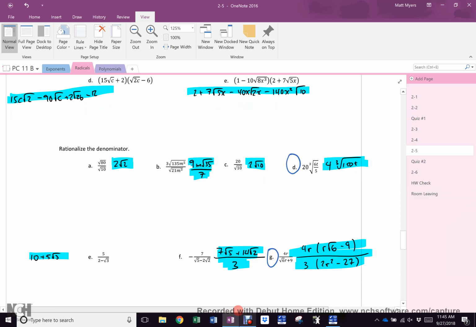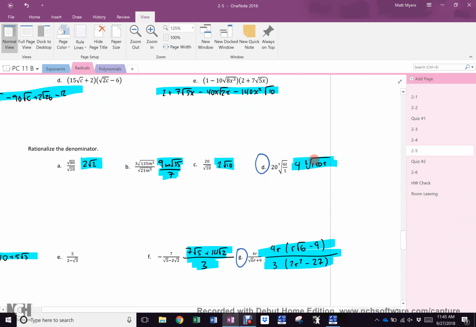All right. D, of course, this is 20 cube root 6t over the cube root of 5. Yes? What's not allowed there? Now, I didn't actually show you how to do this. This is something that you should have been able to figure out based on what you know. You're not allowed to have that radical on the bottom, yes?